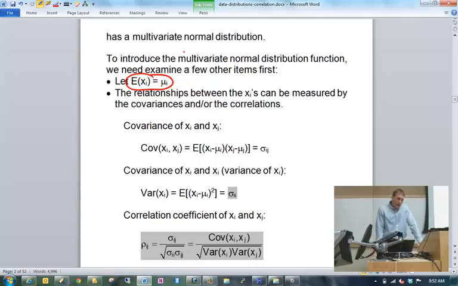Now, when you deal with more than one variable at a time, it's going to be very important to understand the relationships between the variables. And the way that we're going to measure the relationship, actually I guess you can say two ways. The first way is through what's called a covariance. I anticipate that most of you have seen covariances before, but I won't be surprised if some of you have not. So let's take a look at what a covariance is.